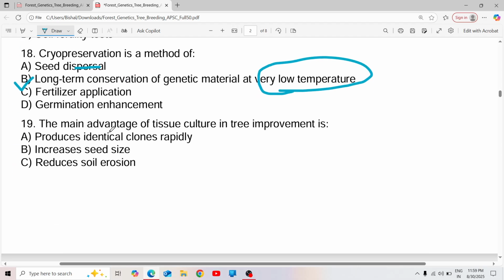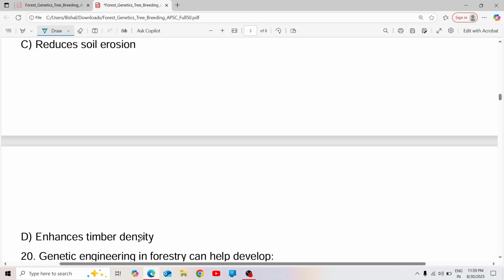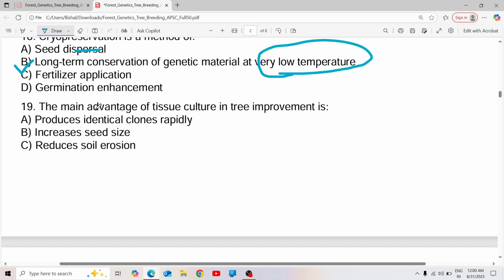Question number 19. The main advantage of tissue culture in tea improvement is: option A, produce identical clones rapidly; B, increase seed size; C, reduce soil erosion; and D, enhance timber density. So the correct answer is: the main advantage is to produce identical clones rapidly.